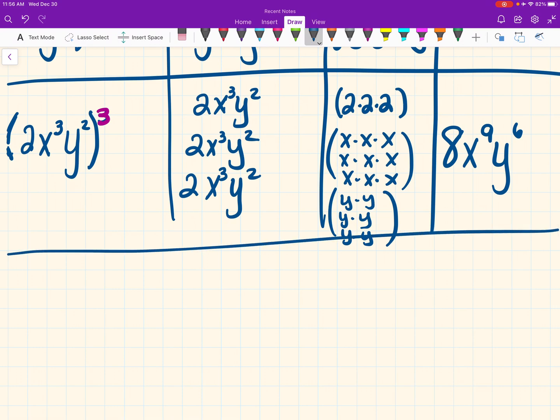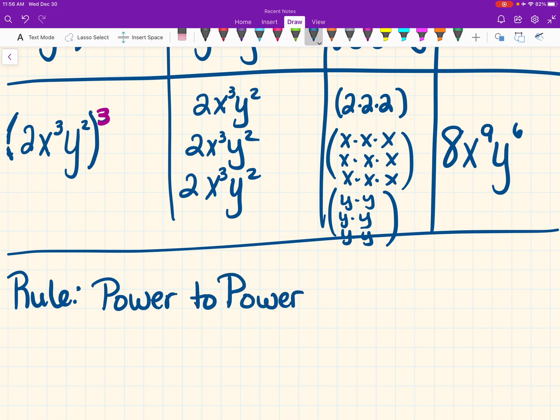I'm not going to write this out every time. So here's the shortcut, or like we call them, the rule. The rule is, if you have a power to a power, now this only applies exponent to exponent. This doesn't apply to the coefficient or the number out front, like this 2 out here. This is still 2 to the 3rd power, so it's still 2 times 2 times 2.